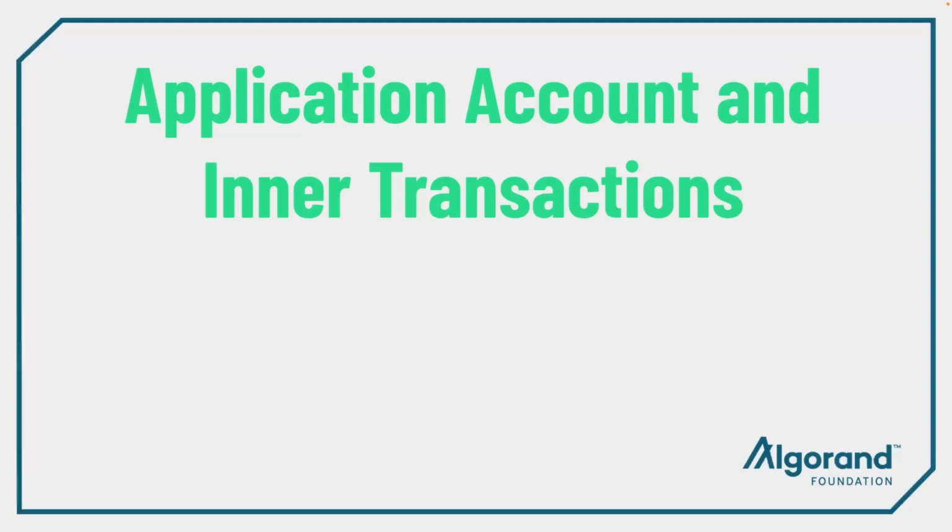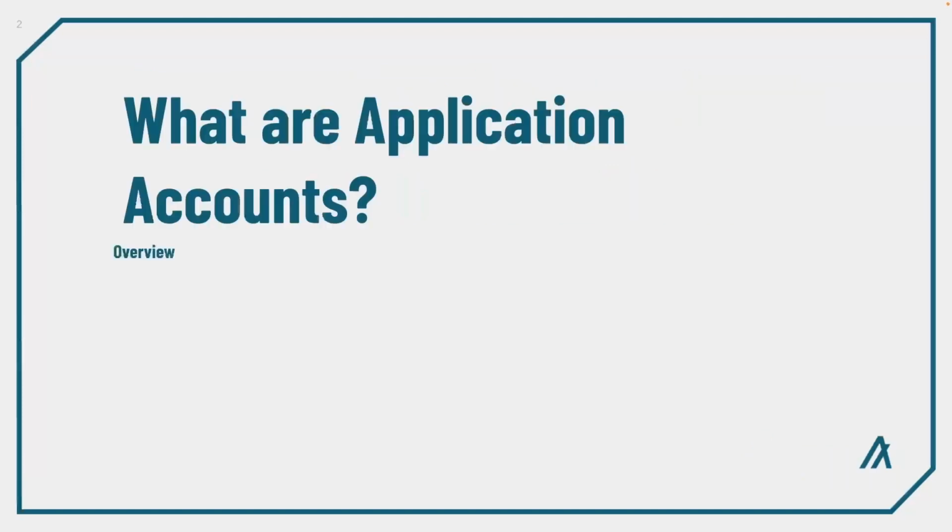In this video, I'll be talking about the application account and how to send transactions from it using inner transactions. All smart contracts, when deployed to a network, are assigned an application ID. This application ID is unique to that application, and even if the application is deleted, it will never be reused for another application. This is the basis on which we calculate the application's unique individual addresses, and as a result, they do not possess a private key.